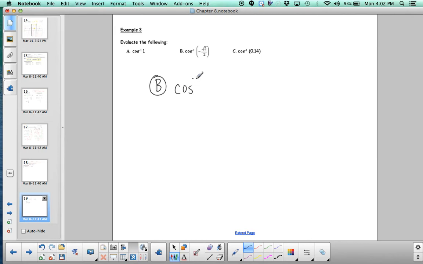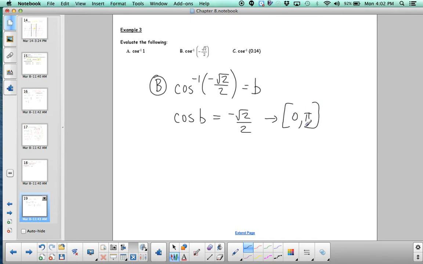arc cosine of negative root 2 over 2. We're going to be dealing with restrictions because we've got the arc cosine. So let's set this equal to b. Again, I'm dealing with domain restrictions from 0 to pi, and that's because the original problem started as an inverse. And then I know that b would be equal to 3 pi over 4.